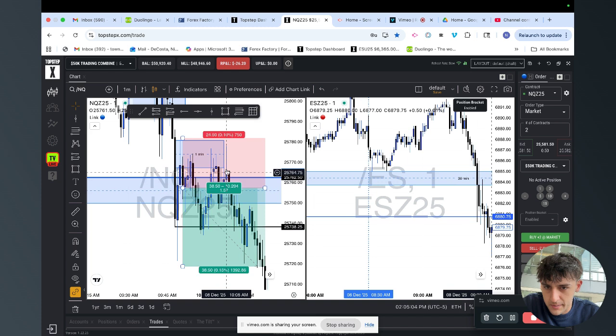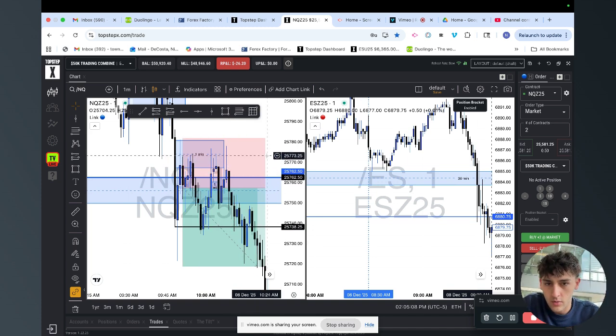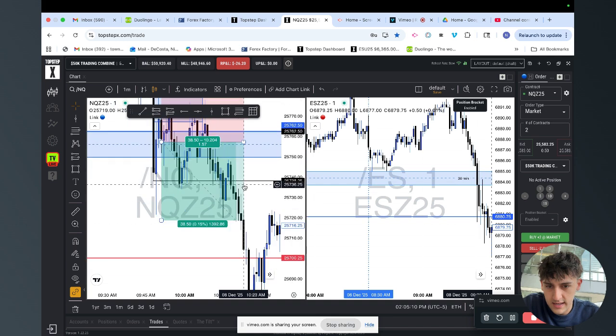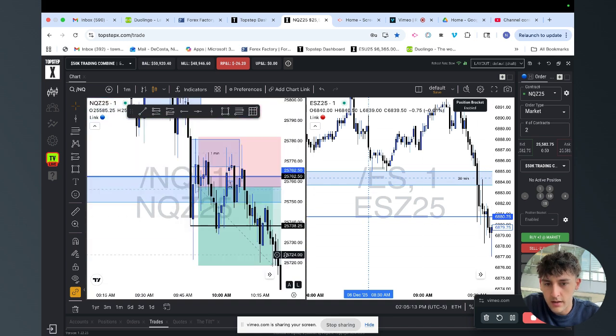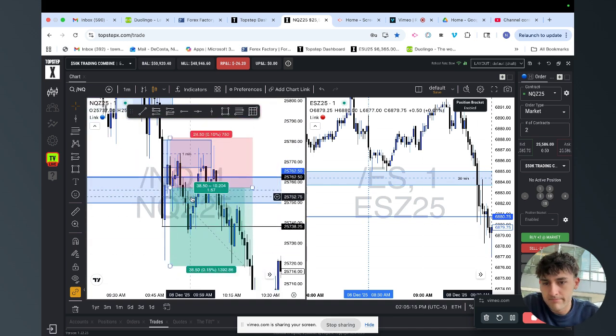I mean, we're kind of chopping a little bit, accumulating in this hourly fair value gap, and then we end up tanking, and my TP was hit. I mean, that is pretty good. I probably would have done this again, like move my stops to break even.